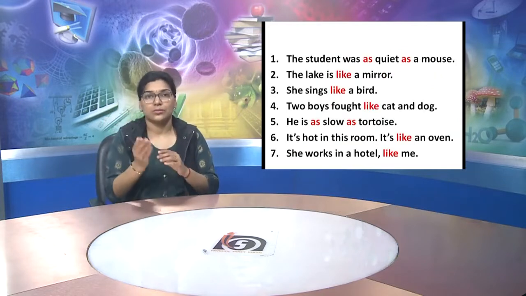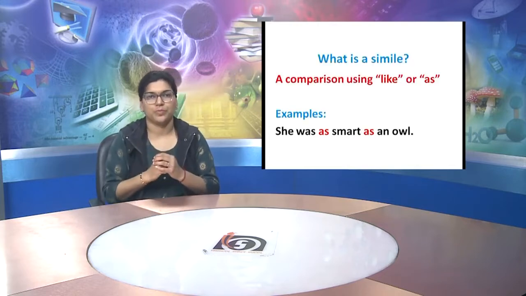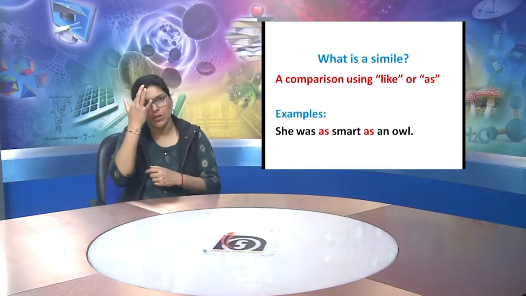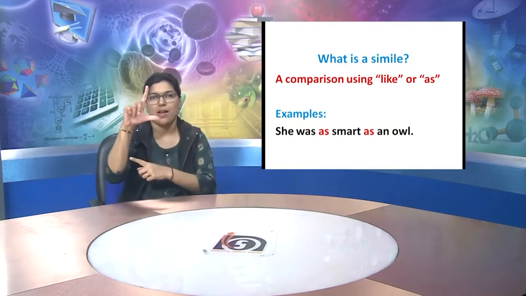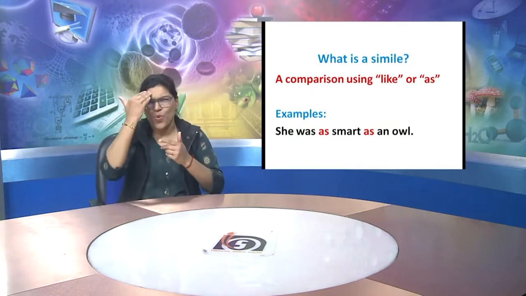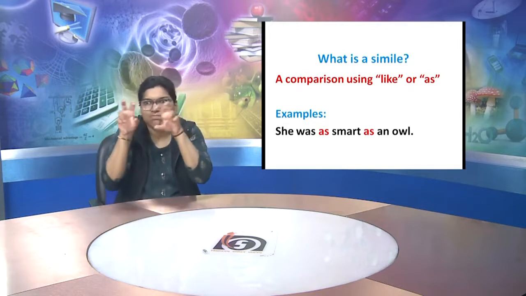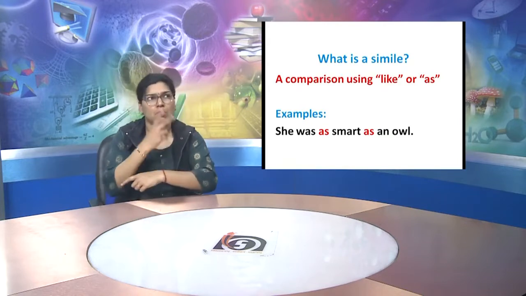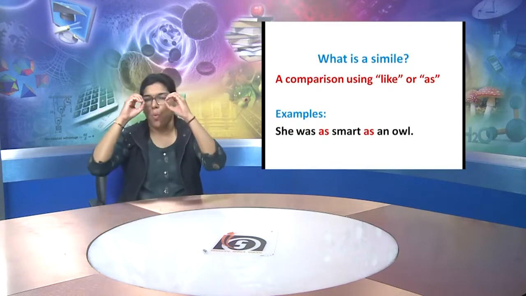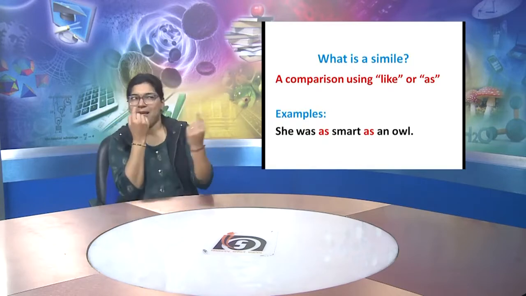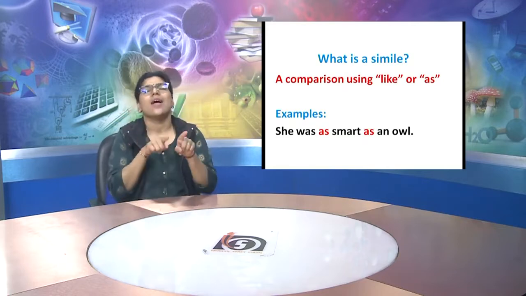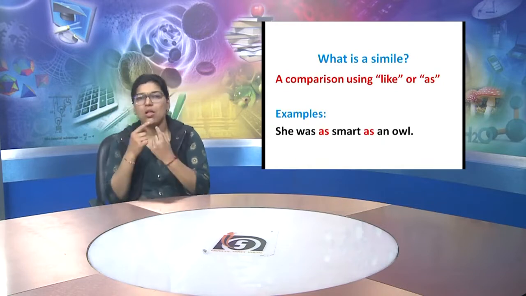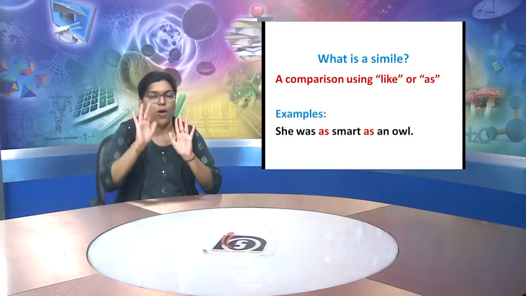Now let us see further examples. This example explains: she was as smart as an owl. We all know that owls can see in the darkness. So when we see people sitting or talking in the darkness, then we can say that she was a person, she was as smart as an owl. So we are comparing that person with an owl and making a statement.